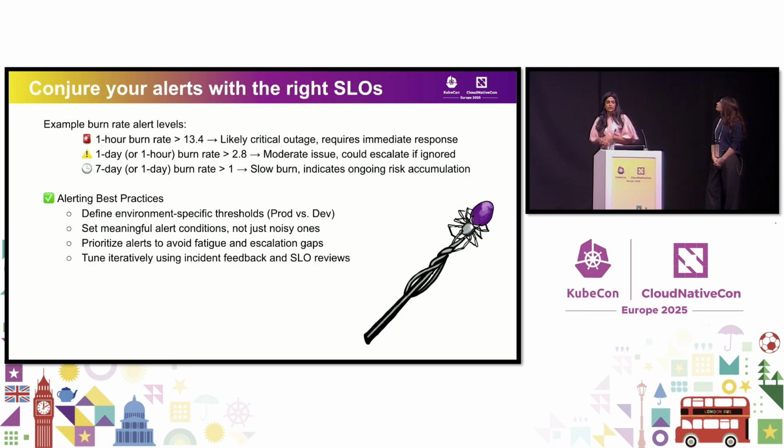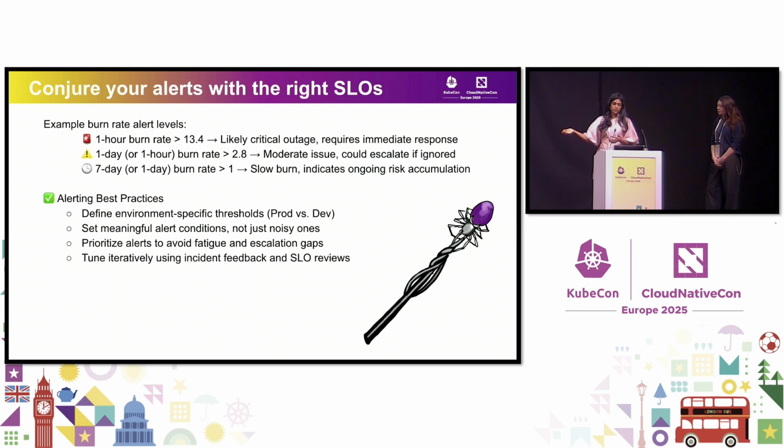Now that we have defined SLIs and SLOs, the next step is to make them actionable. And that's where burn rate-based alerting comes into the picture. A burn rate tells you how quickly you're consuming your error budget. When the burn rate is high, it's a sign that the system is degrading faster than our SLO allows. Let's break it down, right?